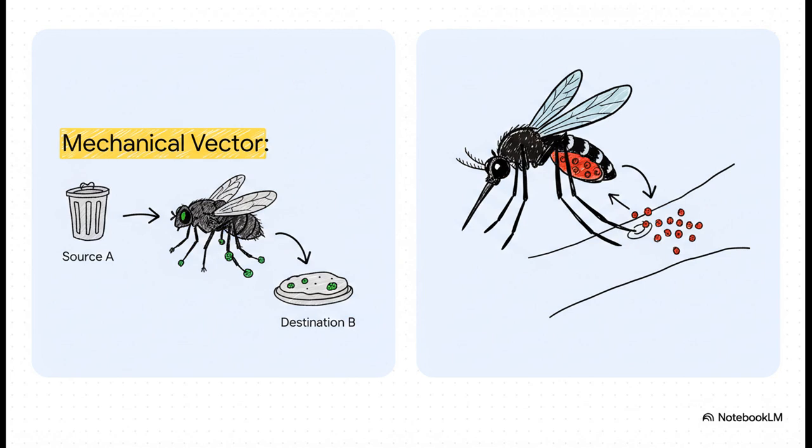Okay, let's talk about vectors. This is when the middleman is actually a living thing, usually an insect. But there's a really important difference here. Think of a mechanical vector, like a housefly, as just a dirty taxi service. It picks up germs on its feet and just drops them off somewhere else. But a biological vector, like a mosquito, oh, that's way more than a taxi. It's more like a living, breathing factory for the germ. The mosquito ingests the germ, it multiplies like crazy inside, and then it gets injected into the next person.